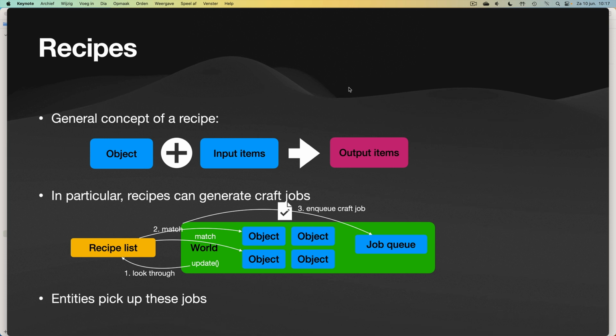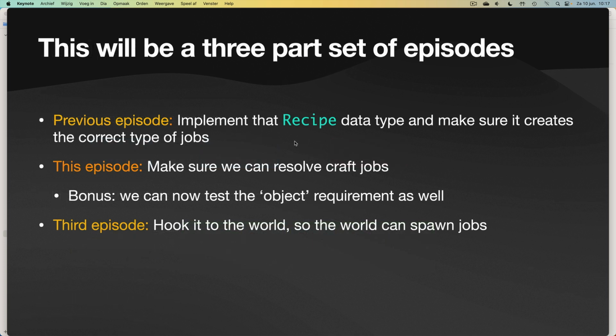Just a quick reminder, our basic setup is that we have an object as a workplace, plus a set of input items that lead to some form of output item. We do that by having the recipe generate craft jobs, and these craft jobs can be picked up by entities. In our last episode, we implemented the recipe data structure and made sure that it creates the correct type of jobs, both with the properties of what it creates, but also the requirements that it has.